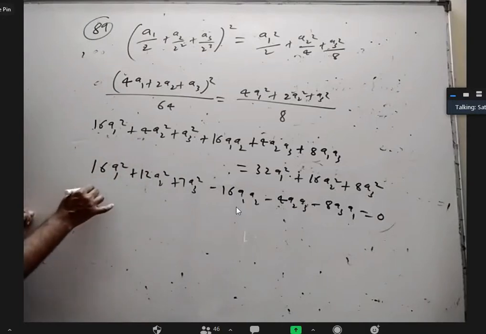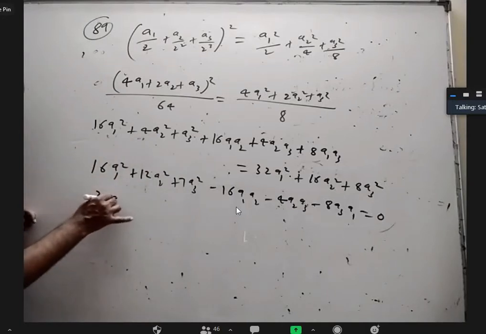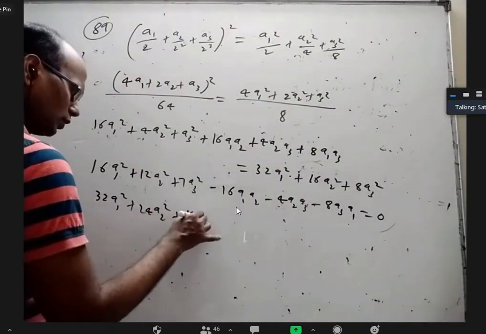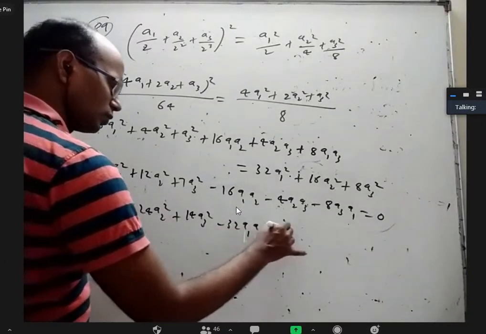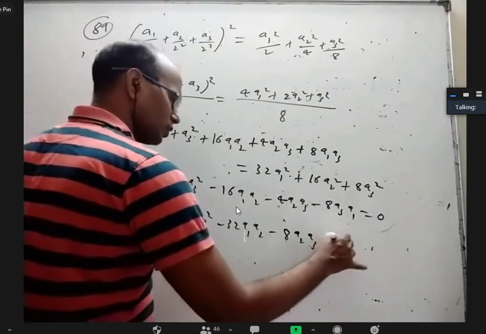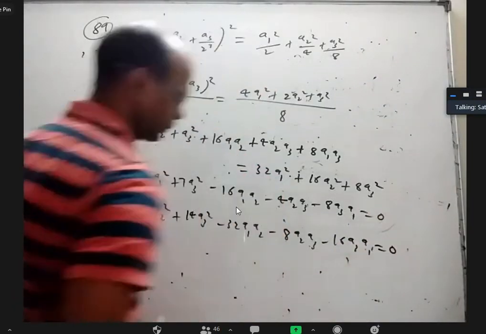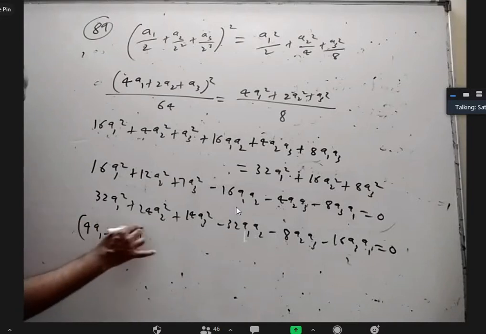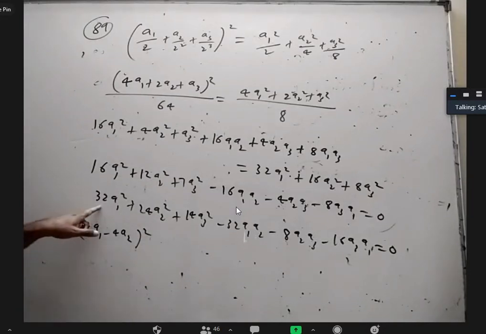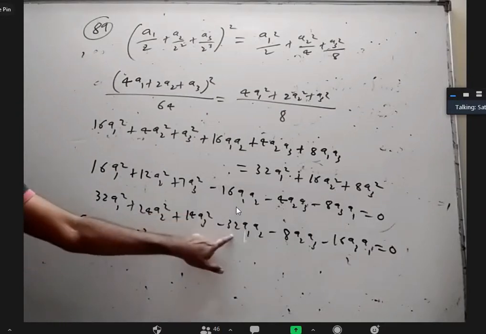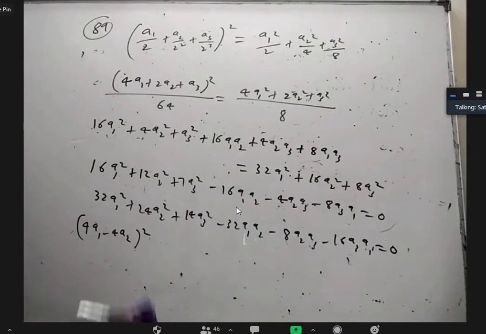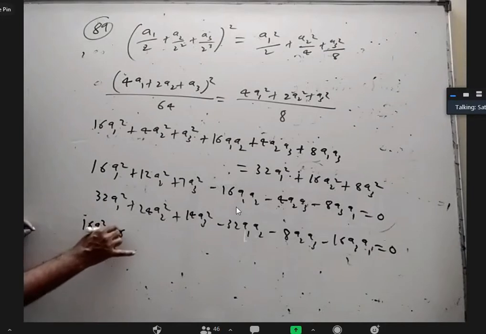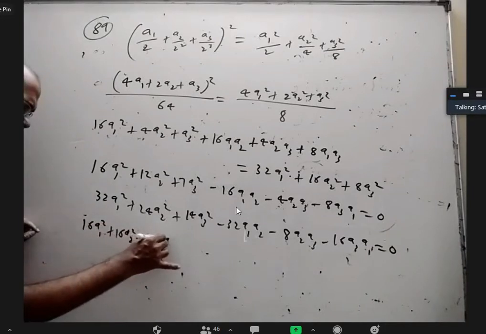Let's multiply by 2 and write down 32 a1 square, 24 a2 square, 14 a3 square minus 32 a1 a2 minus 8 a2 a3 minus 16 a3 a1 equal to 0. What will be (4a1 minus 4a2) whole square? 16 a1 square plus 16 a2 square minus 32 a1 a2.